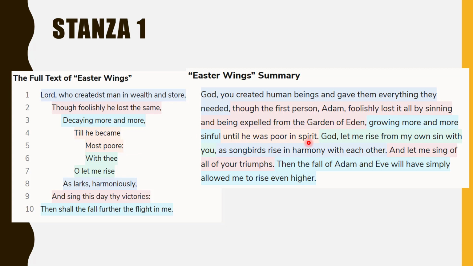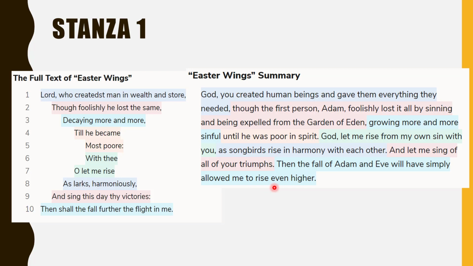"With thee, O, let me rise": God, let me rise from my own sin with you, "as larks harmoniously": as songbirds rise in harmony with each other, "and sing this day thy victories": and let me sing of all your triumphs. "Then shall the fall further the flight in me": then the fall of Adam and Eve will have simply allowed me to rise even higher.